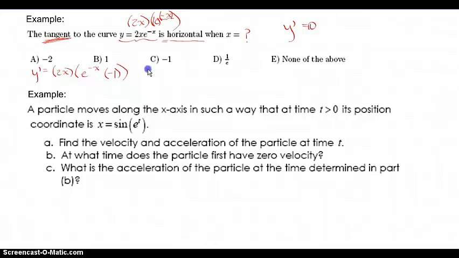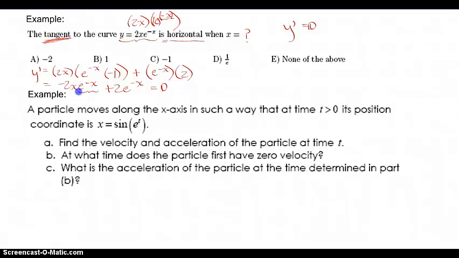So there's 1 d2 plus 2 d1. So there's y prime. Y prime equals negative 2x times e to the negative x plus 2 times e to the negative x. Now I want to know where that equals 0. For what x value does that equal 0?